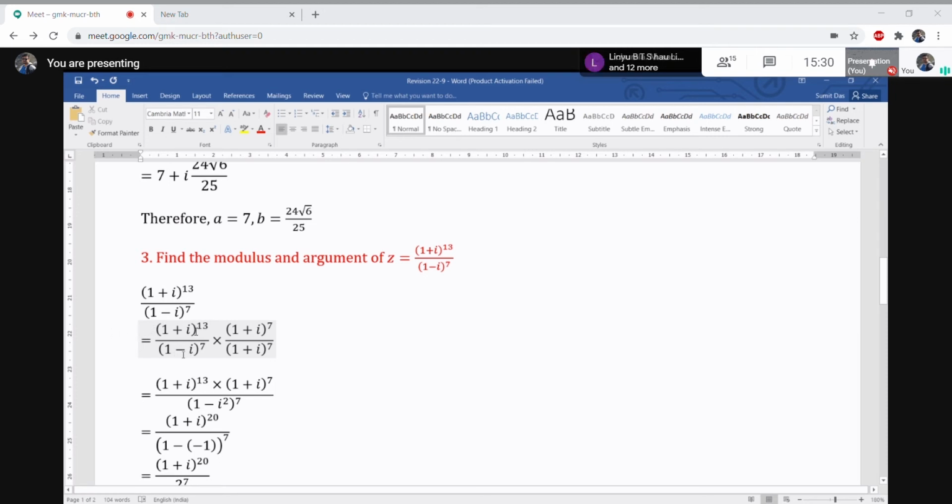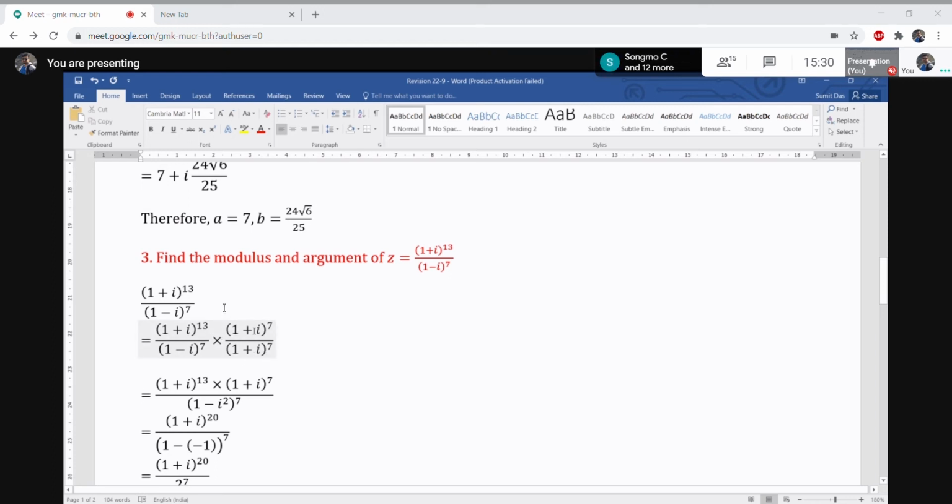Here it is 1 minus i, so we have to multiply with 1 plus i. You can see the power will be the same. Don't multiply with 1 plus i only, the power also has to be equal. So we can't do it on the denominator only, we have to do it on the numerator too.